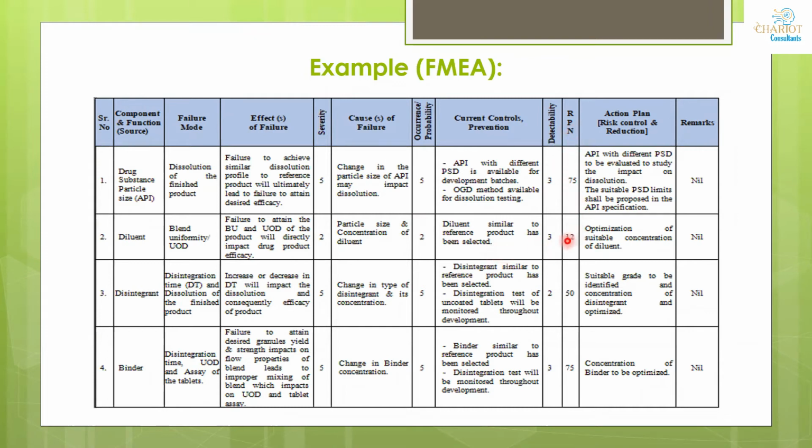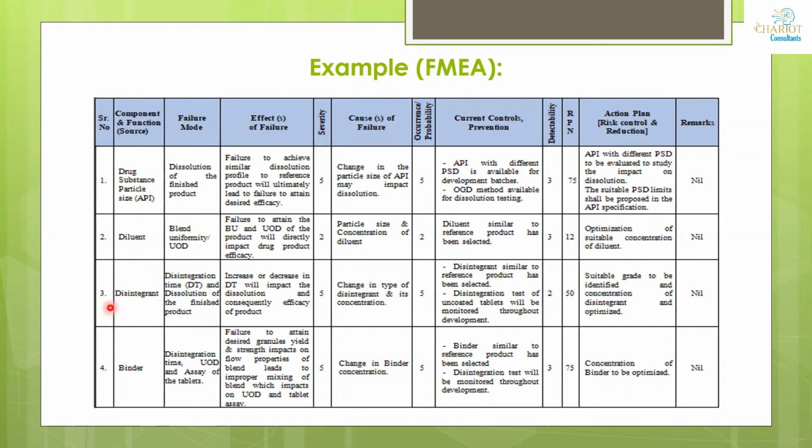So RPN will be 2 multiplied by 2 multiplied by 3, which is 12. So the risk is low. So you don't need to evaluate the diluent effect on your blend uniformity or UOD, because based on the prior experience and the certificate of analysis from the vendor, you have already determined that the risk is low.